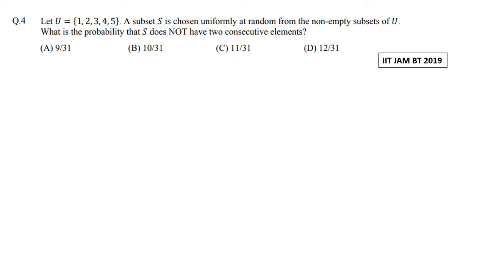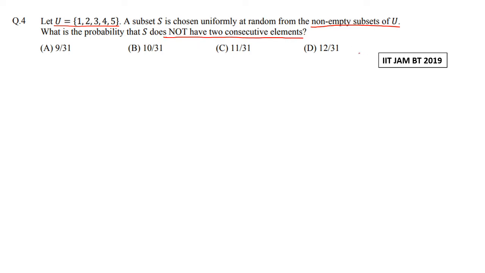Okay, so first of all, we have a set U which has 5 elements: 1, 2, 3, 4 and 5. And we need to choose a subset S at random, such that it does not have two consecutive elements from the set U. And we need to find the probability of that. Now this S should be chosen from the non-empty subsets of U, and that cannot have two consecutive elements of U.